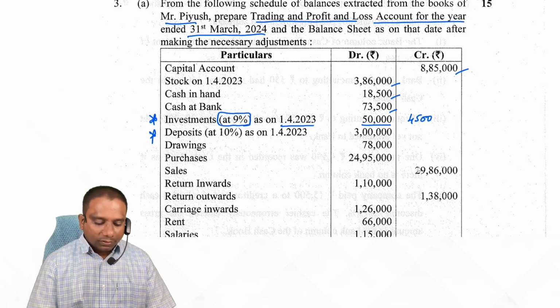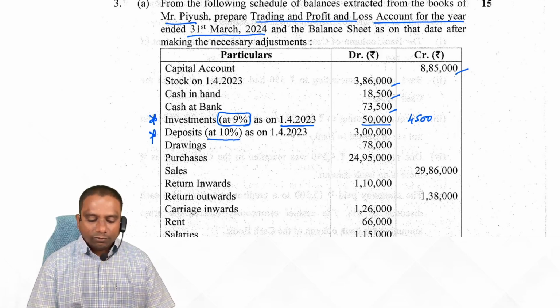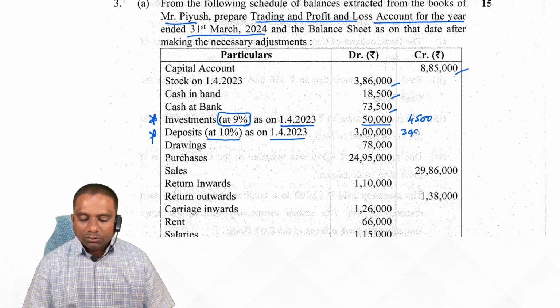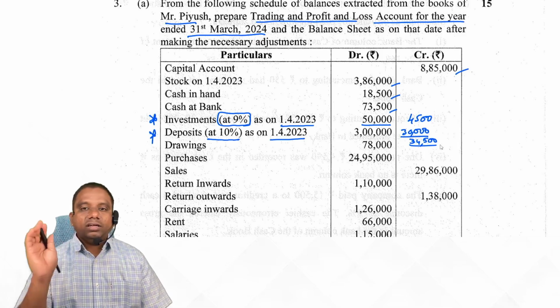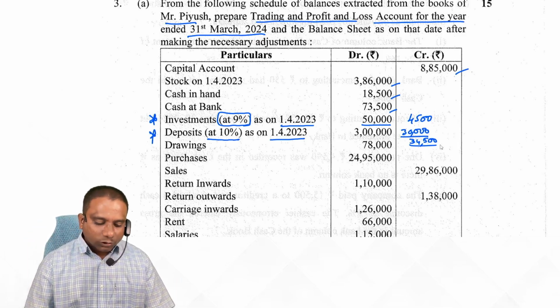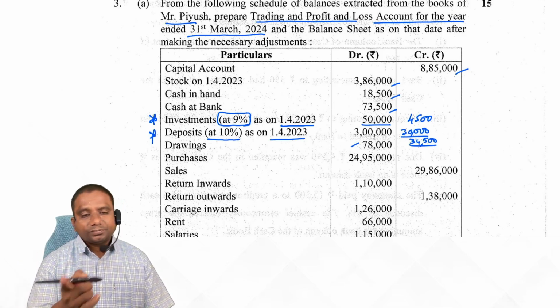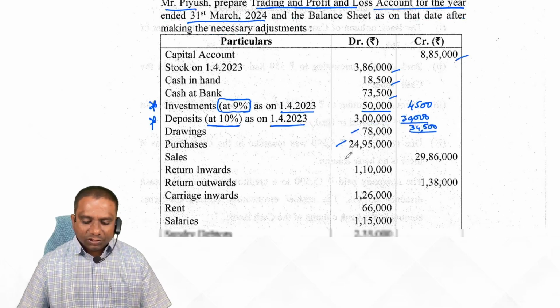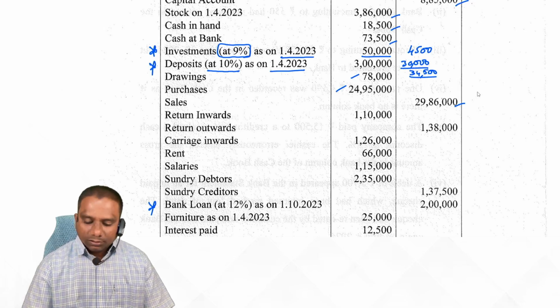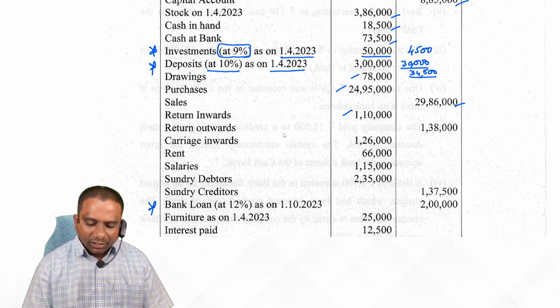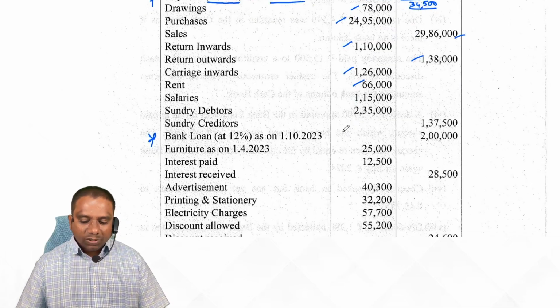3,000 into 9%. At the same time, deposits we have at 10% from the beginning of the year 1/4/2023, so that we should receive 30,000 rupees interest. So total interest receivable 34,500. This is an important calculation. Next one, investments asset side, deposits also assets. Drawings deduct from capital. Purchases trading account debit, sales trading account credit, returns inward deduct from sales, returns outward deduct from purchases, carriage inward trading account debit, rent P&L account debit.